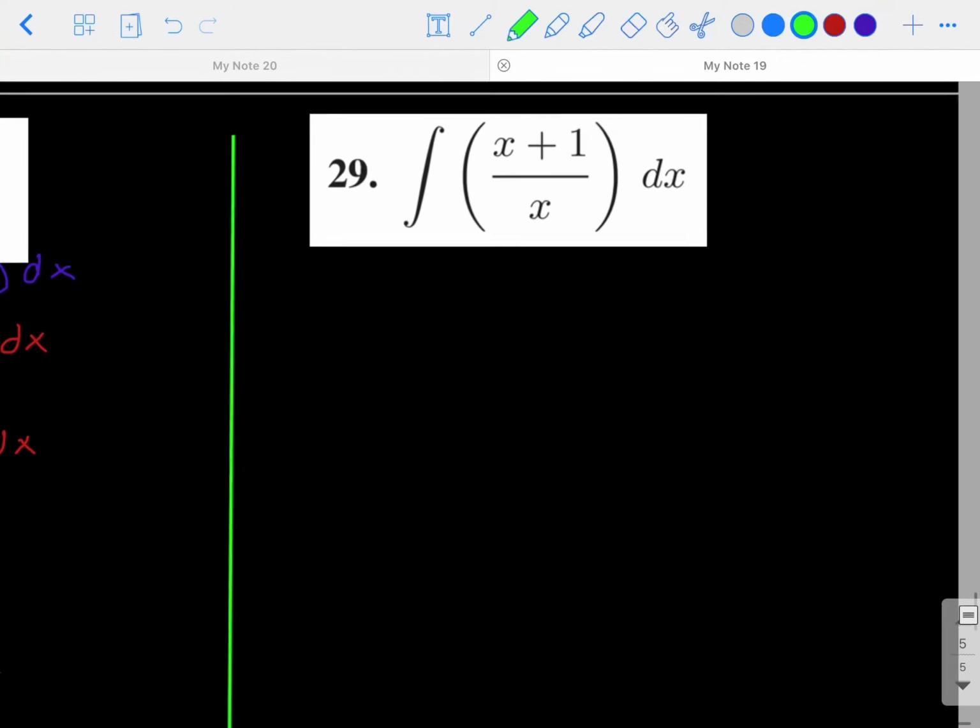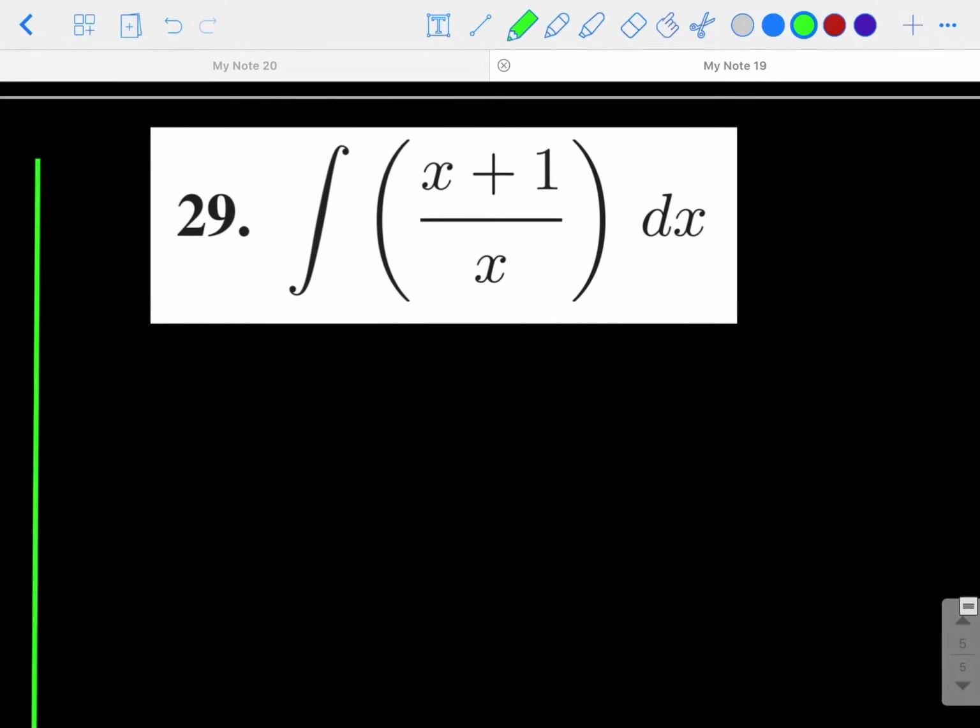29. This one's a little bit tricky if you don't know where to start the integration process. Many would want to skip out on dividing x and focus on the top. But the fact that we're doing a ratio of polynomials, it's probably best to split them up.